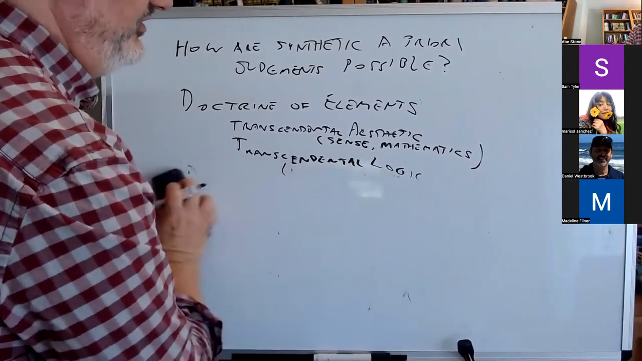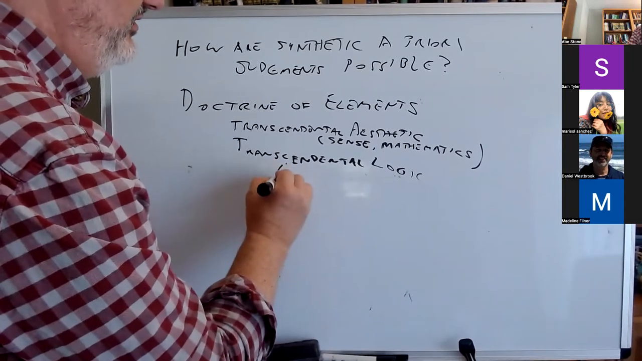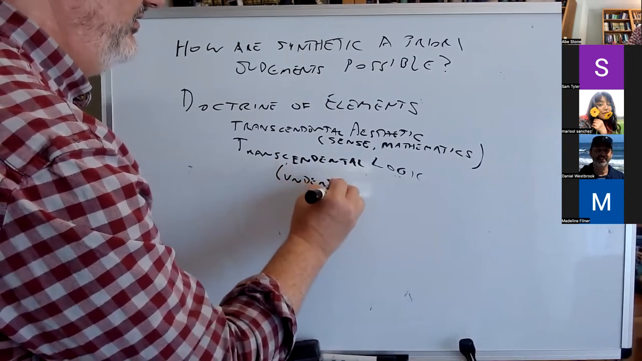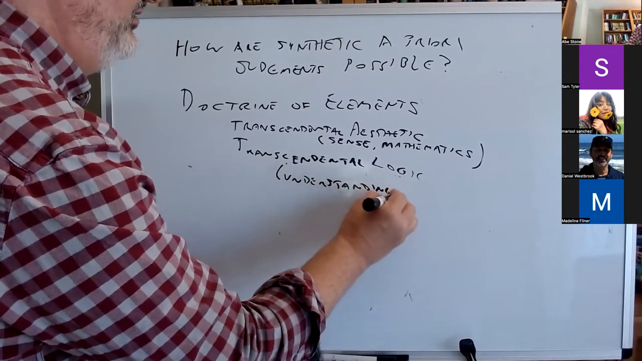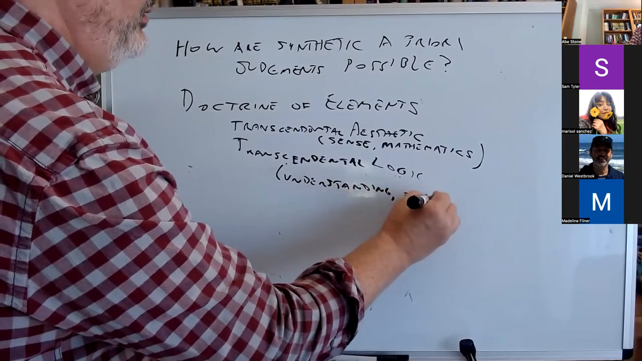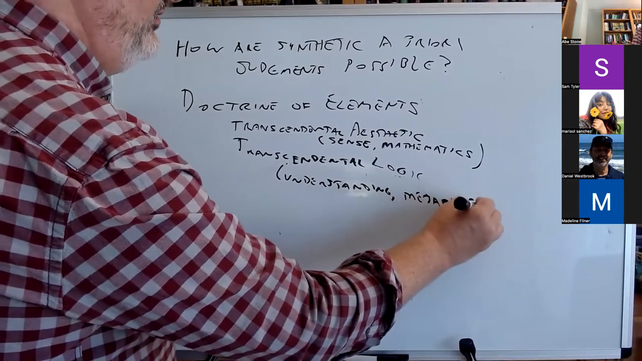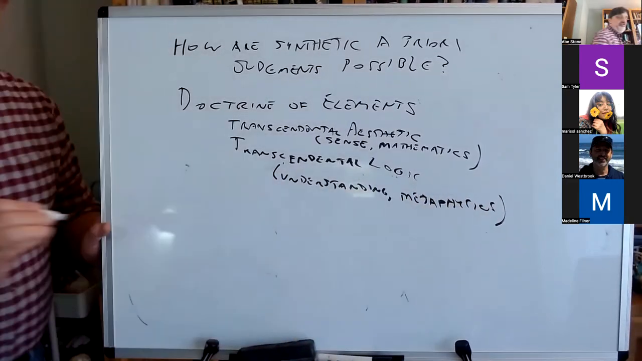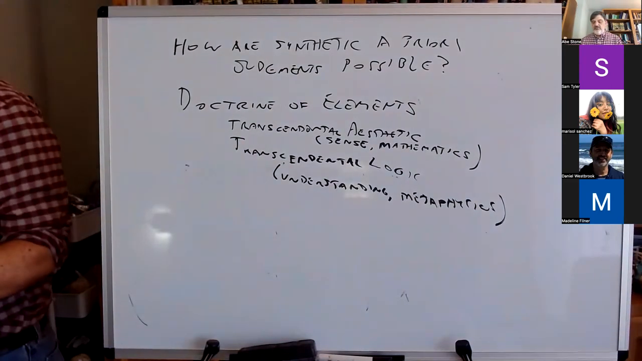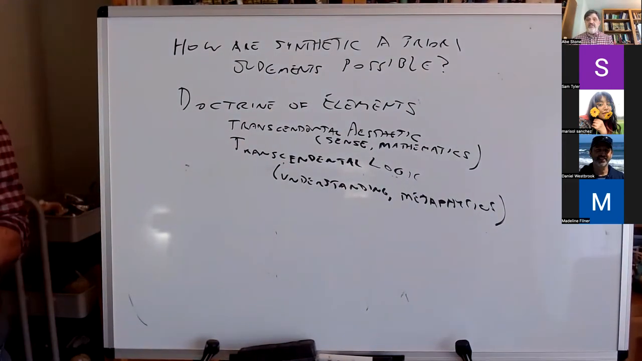Now we're going to talk about the doctrine of method. So the transcendental logic is about how something about the understanding or intellect yields the possibility of synthetic a priori judgments. And on the basis of that, he's going to explain the possibility of the part of metaphysics that he thinks is possible, and also the impossibility of the part of metaphysics that he thinks is impossible.